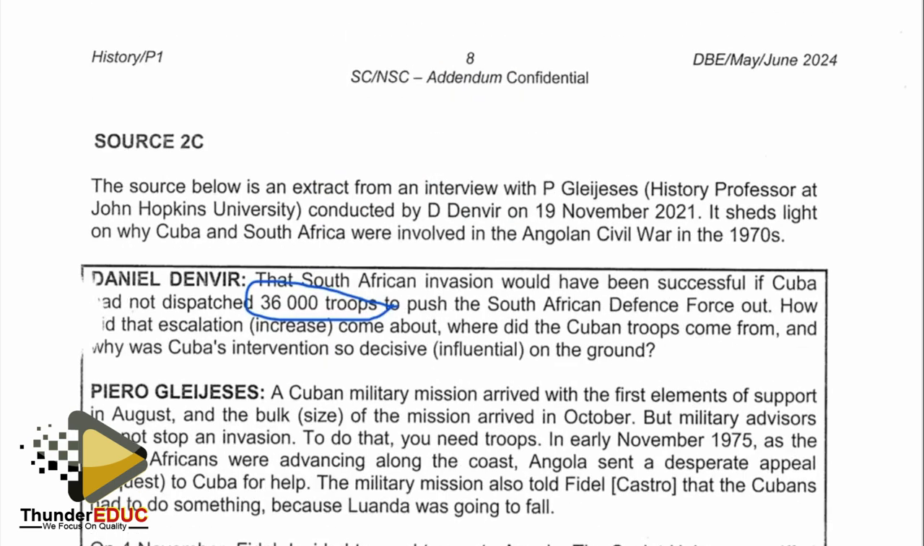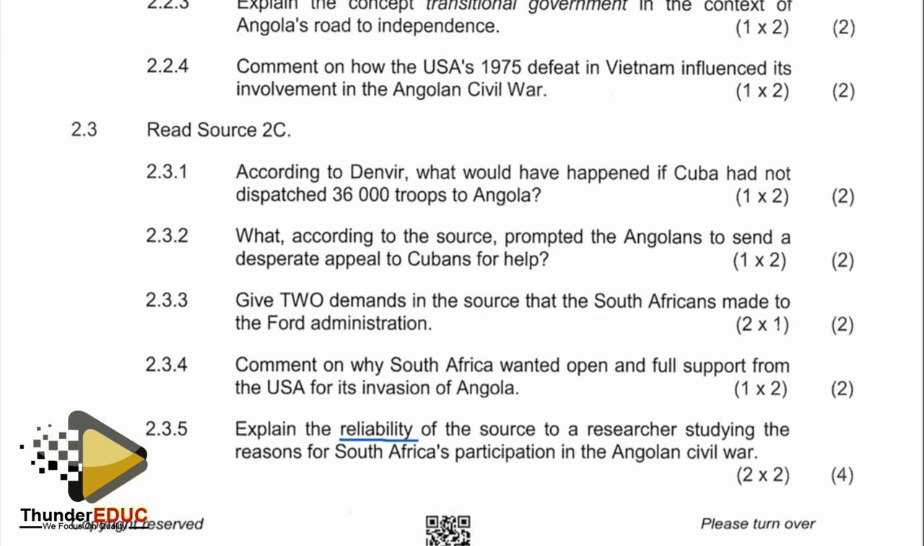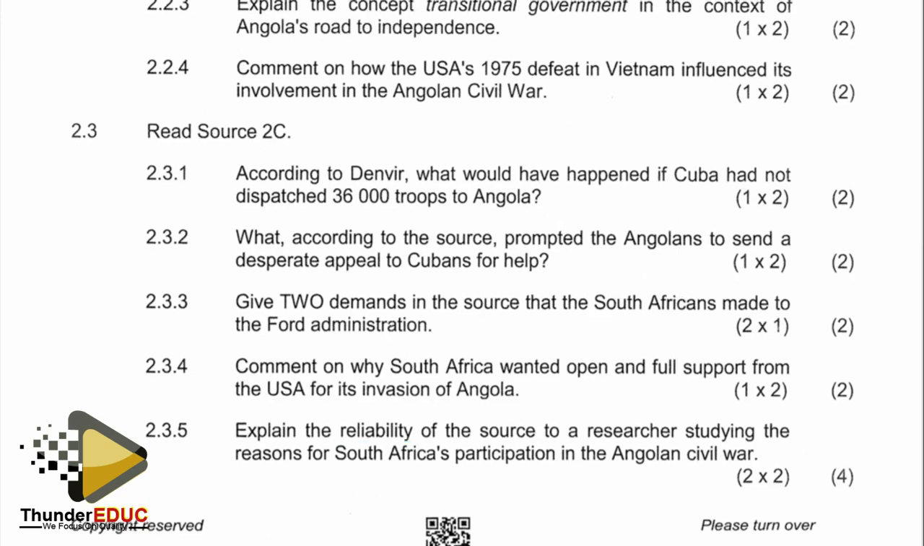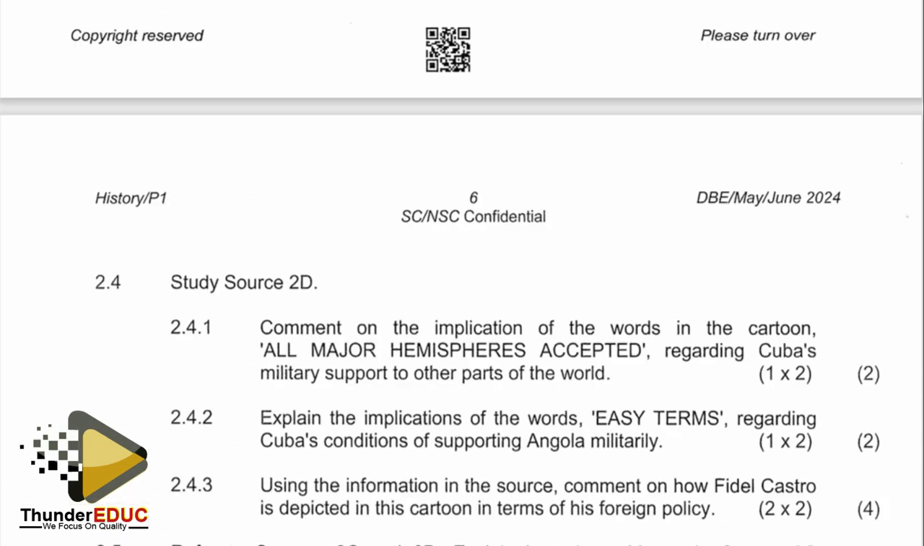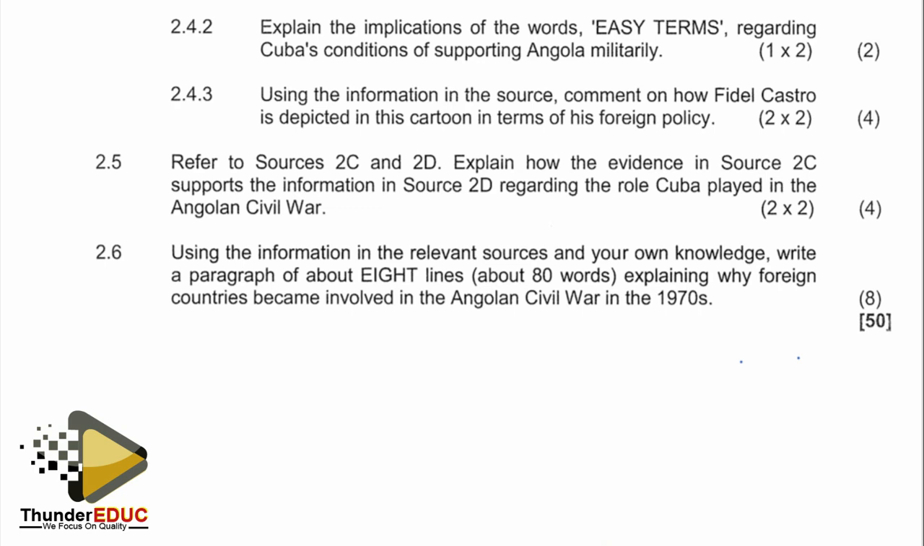Right. Then we move on to the last question, which is a paragraph question. We'll just go through the discussion of how we answer that one quickly. When answering a paragraph question, the same format applies. We use the PEE format: point, explanation, evidence or examples. Then you link back your argument to the question. The question is worth about 8 lines. Explain why foreign countries became involved in the Angolan Civil War.